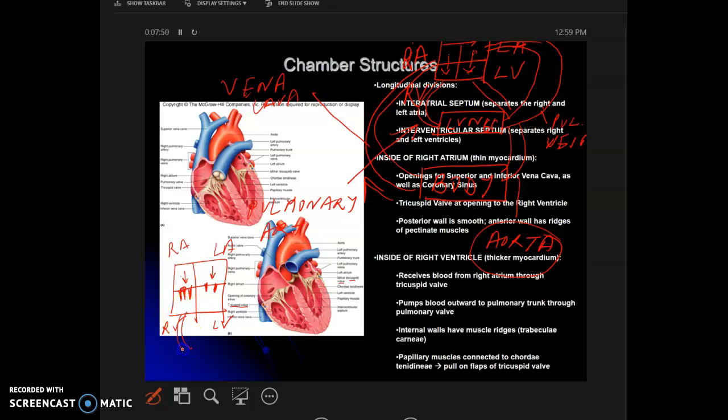Blood goes out, right? So when it goes out, here there are two half moon shaped flaps, valves. And this valve is called the semi-lunar valve. Why? Because they look like the moon. Okay, so this will be the semi-lunar valve.